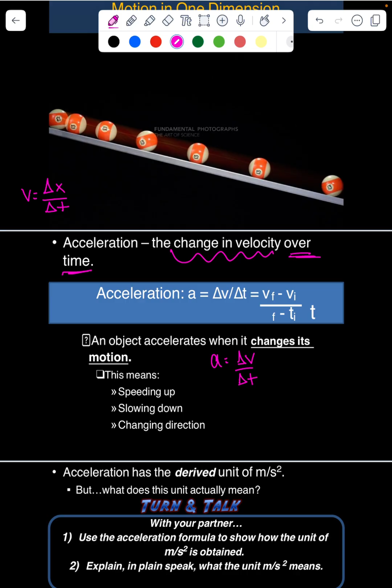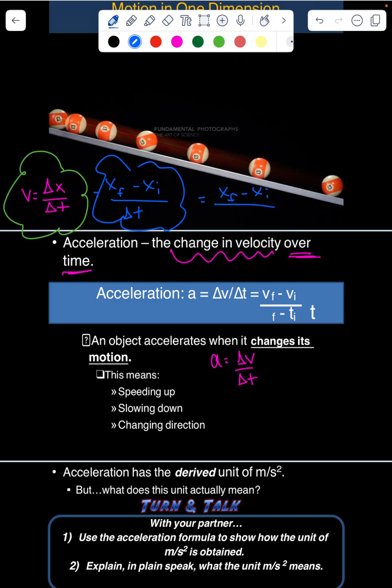Great. All right, so remember with velocity, our equation was delta x over delta t. You had to remember that you could break delta anything down into final minus initial. So we have x final minus x initial over our time interval. Remember, that's the one that we use more times than not. You could have broken down not only position, but also time. That could be t final minus t initial.